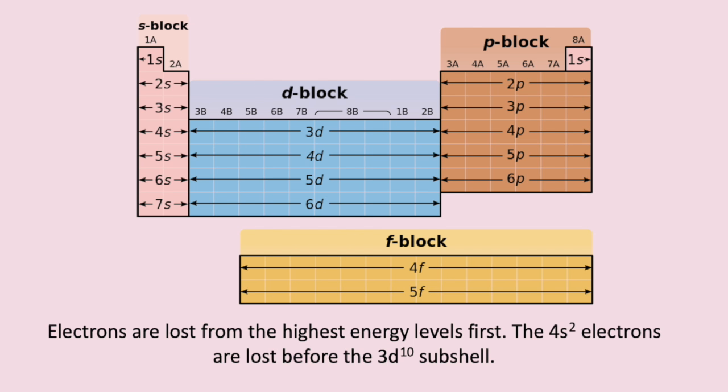When forming ions, the highest energy subshells lose or gain electrons first. This does mean that the 4s electron is lost first before the 3d electrons. So we must remember that the 4s subshell fills first and empties first before the 3d subshell.